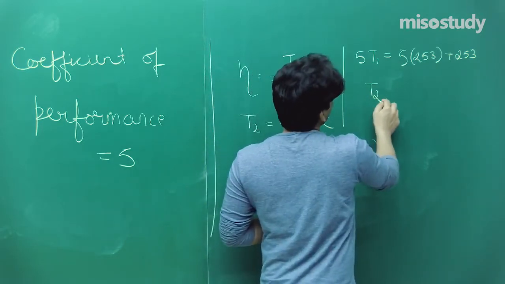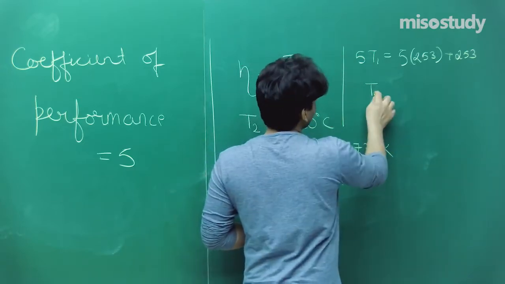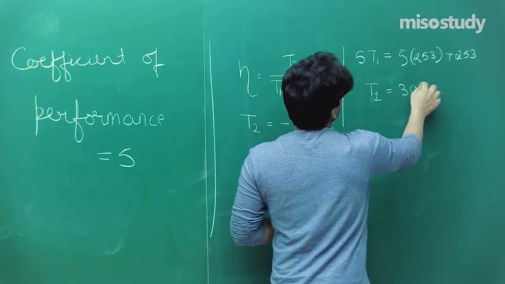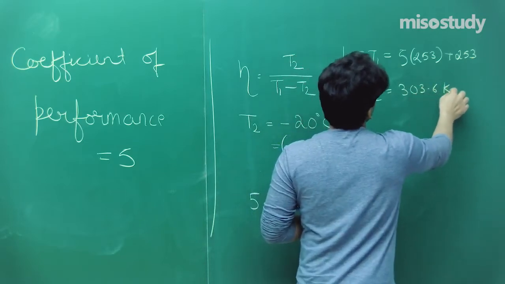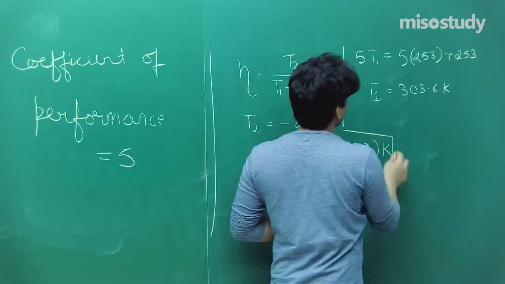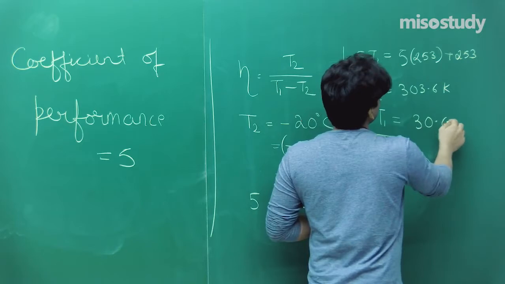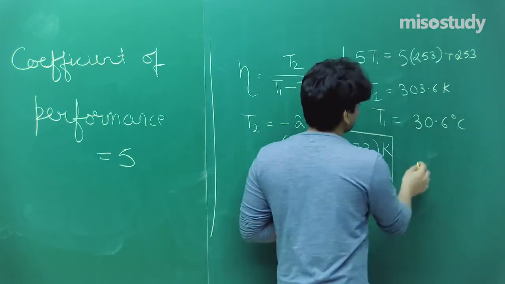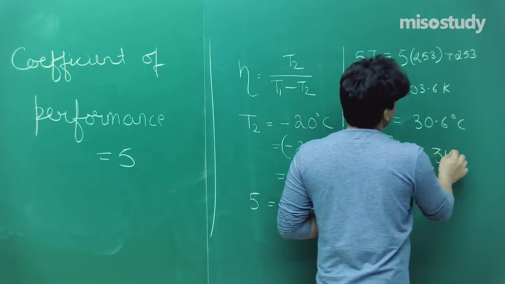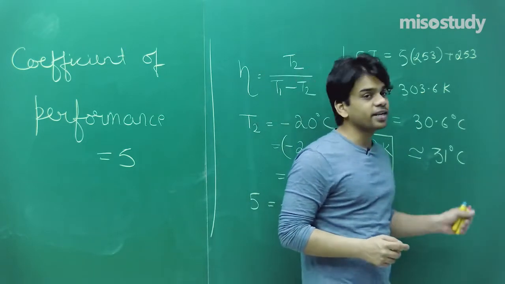You will be getting the value of T1 that is equal to 303.6 Kelvin. This is what you can actually evaluate. So from here, in terms of degrees Celsius, T1 will come out to be 30.6 degrees Celsius. This is very near to 31 degrees Celsius. This is a calculation that you can do. It will be nearly 31 degrees Celsius.